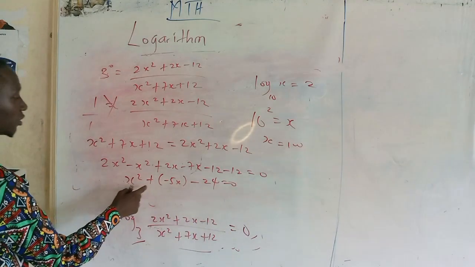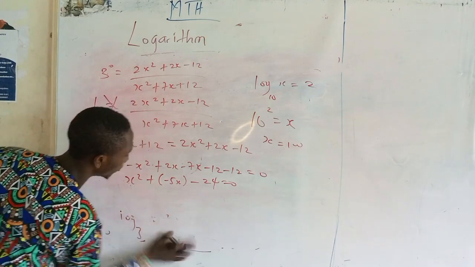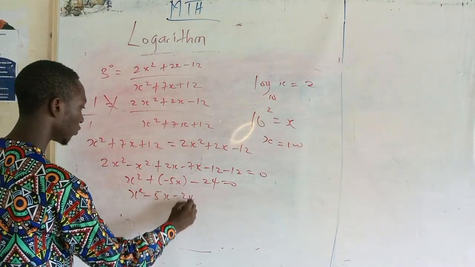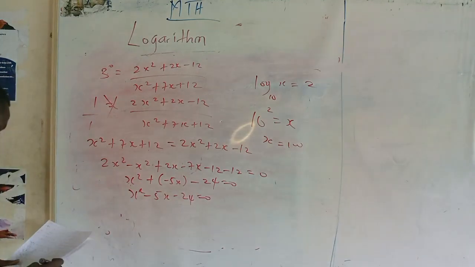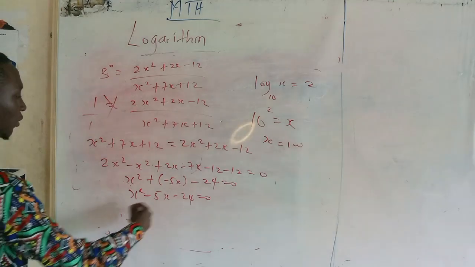Now this minus 5x plus... So it will be plus and minus is what? Minus. So I have x squared minus 5x minus 24 equals to 0. Yeah. So now we will do what? To factorize this.